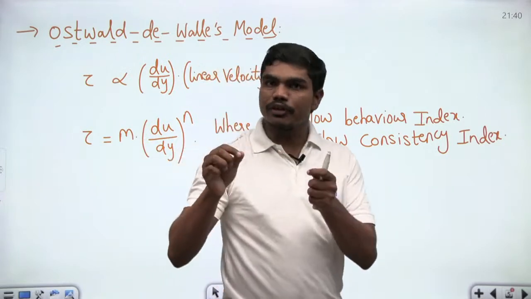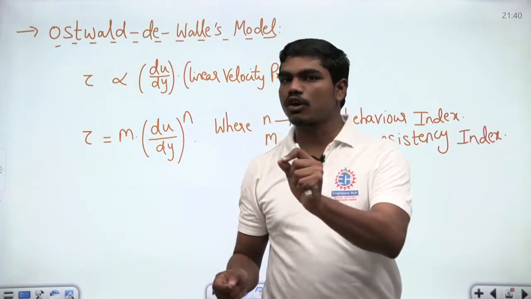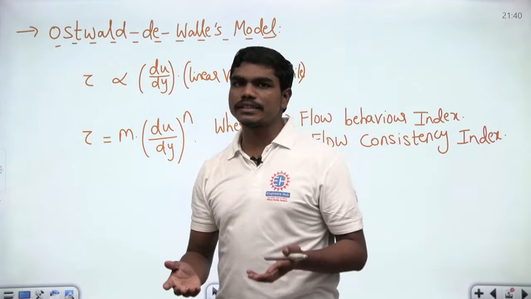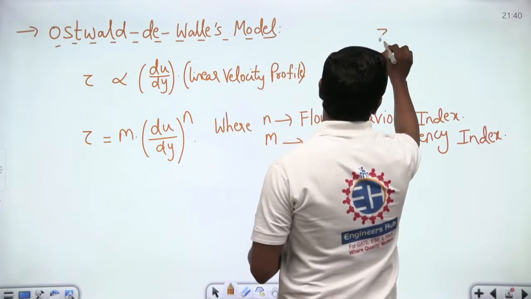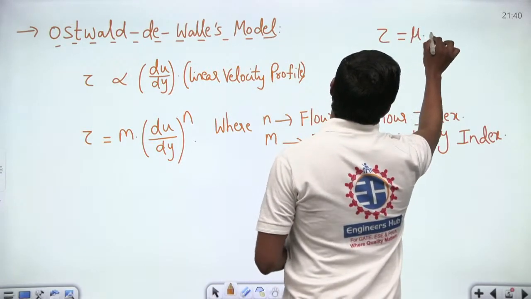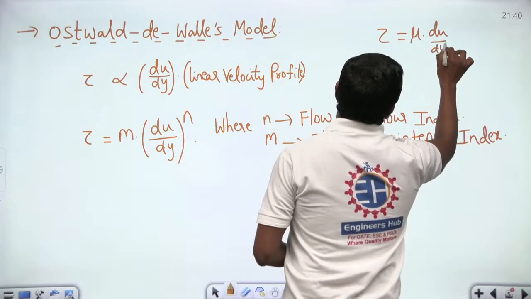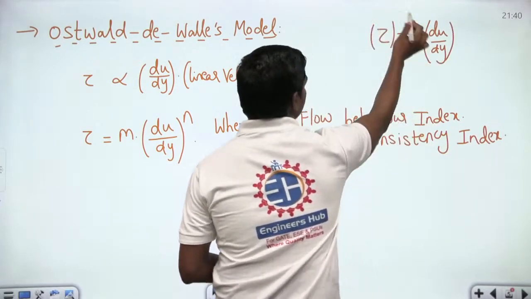Now, coming to the case of Newtonian fluids, your dynamic viscosity stays constant, correct? It's a well-known fact for us, because if you have a linear velocity profile, then tau is equal to mu into du by dy, and if you try to plot this, then this mu remains constant.